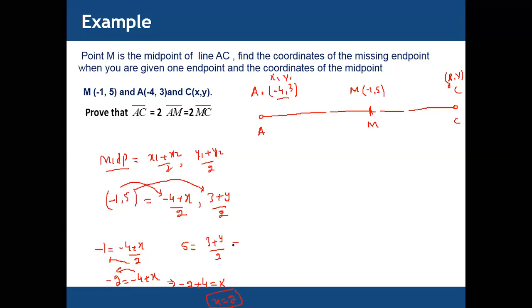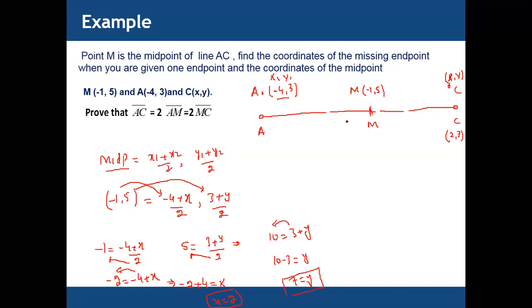Same for solving y: when you multiply 2 with 5, this becomes 10 equal to 3 plus y, and if you transfer 3 to the other side, 10 minus 3 equal to y, or 10 minus 3 equals 7. This means y is equal to 7. These are actually the coordinates of the missing point (x, y): 2 and 7.